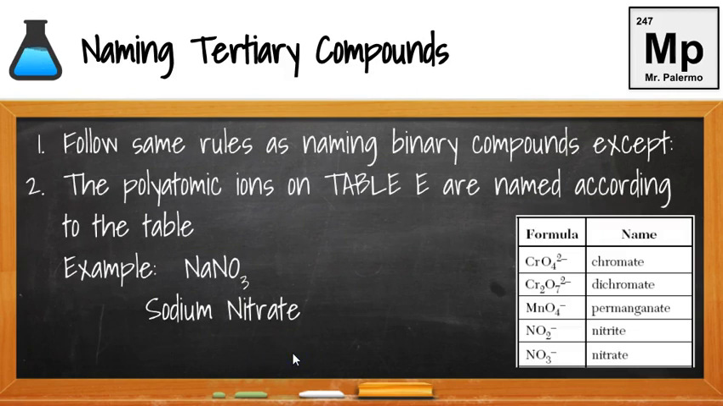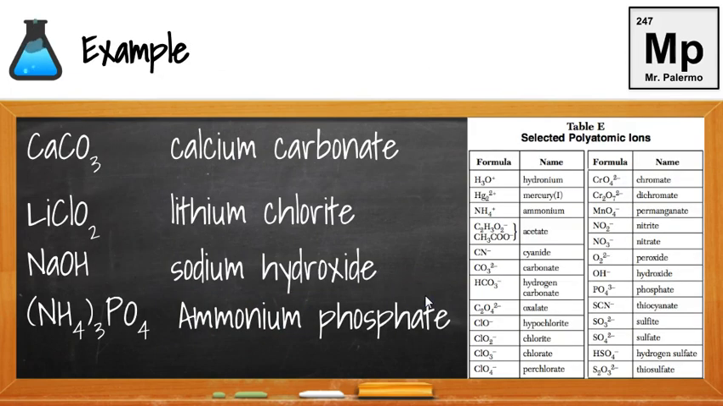So let's look at how we name tertiary compounds. We're going to follow the same rules as we did for naming binary compounds, except that the polyatomic ions on Table E are named according to the table. So for example, NaNO3. Na is sodium, so we'd write out the full name, sodium. NO3, Table E tells me it's nitrate, so I just use that name here. So this is sodium nitrate. Let's see some more examples.